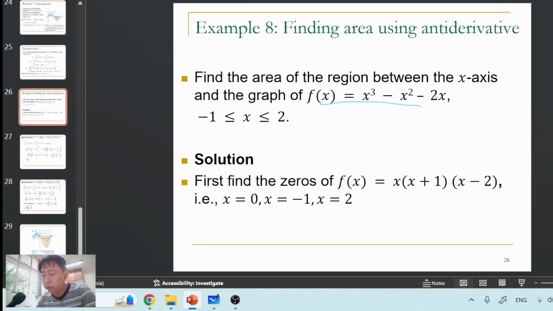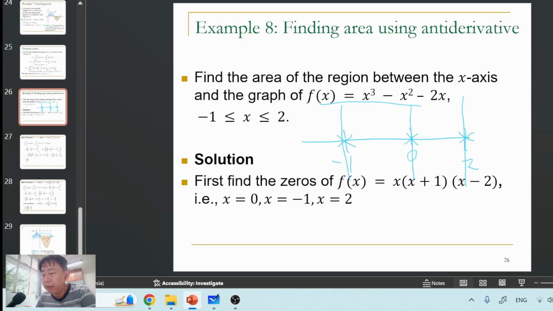The zeros will separate the function into a few parts. The zeros are the values of x where the function is equal to 0. You can see quite easily that at x equals 0, x equals -1, and x equals 2, the function is 0. Then you look at the sign of the function in the regions separated by these three zeros.